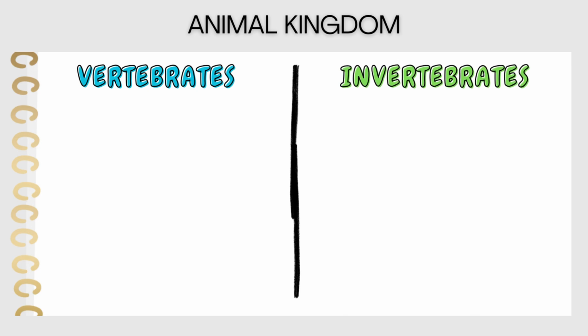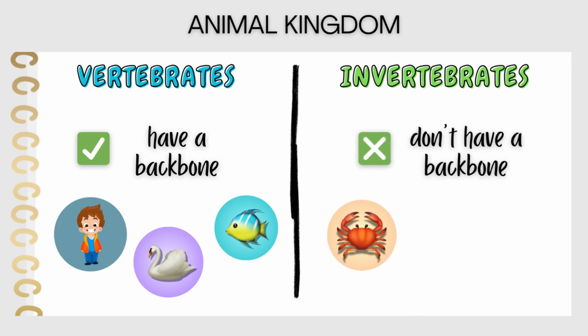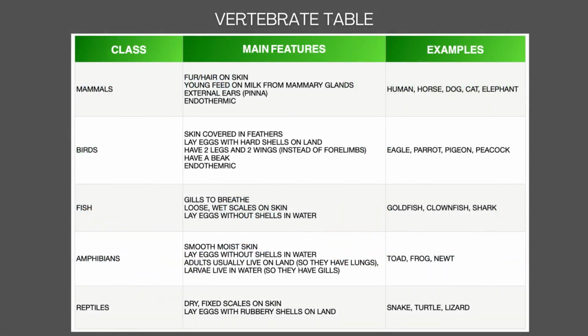When we zoom in on the animal kingdom, we divide it even further into 2 big groups, vertebrates and invertebrates. Vertebrates, these animals all have a backbone, like humans, birds, and fish. Invertebrates, these guys don't have a backbone, such as a crab, spider and butterfly. Now let's take a closer look at vertebrates.